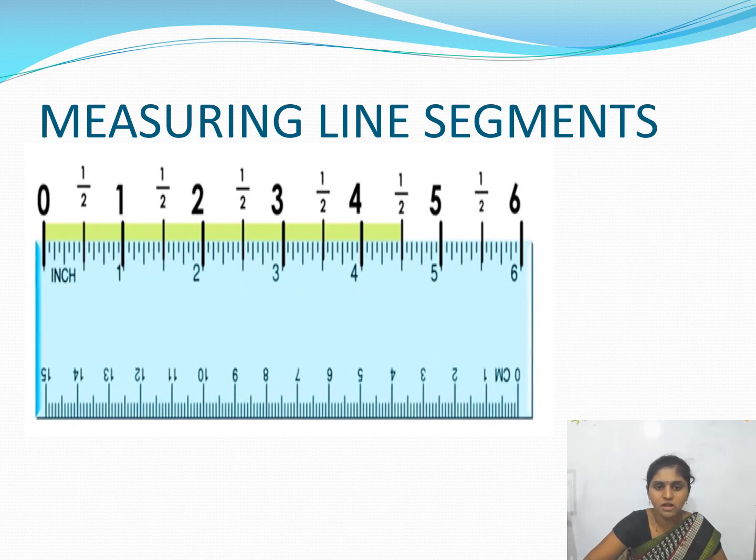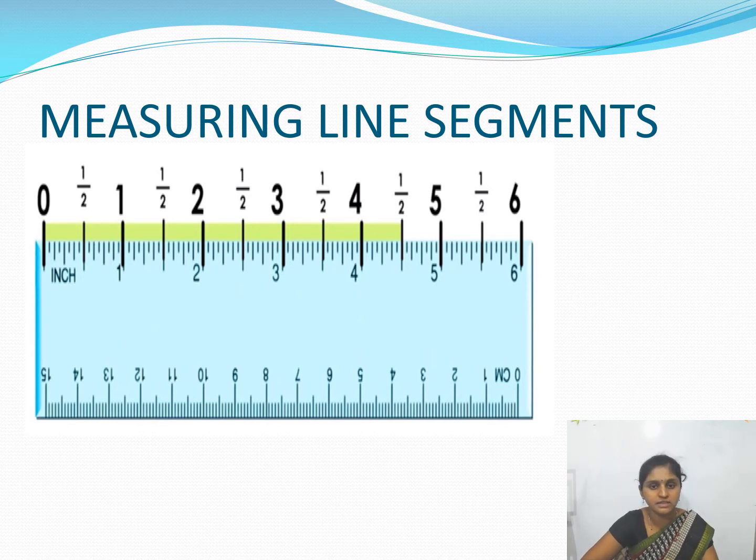Here after 10 lines it is 1. So here one more big line is there. It indicates 0.5. 0.5 means half centimeter. We will write it as 0.5 centimeter. It means half centimeter. So 5 lines are there now. Here after 0, 5 lines indicate the half centimeter.